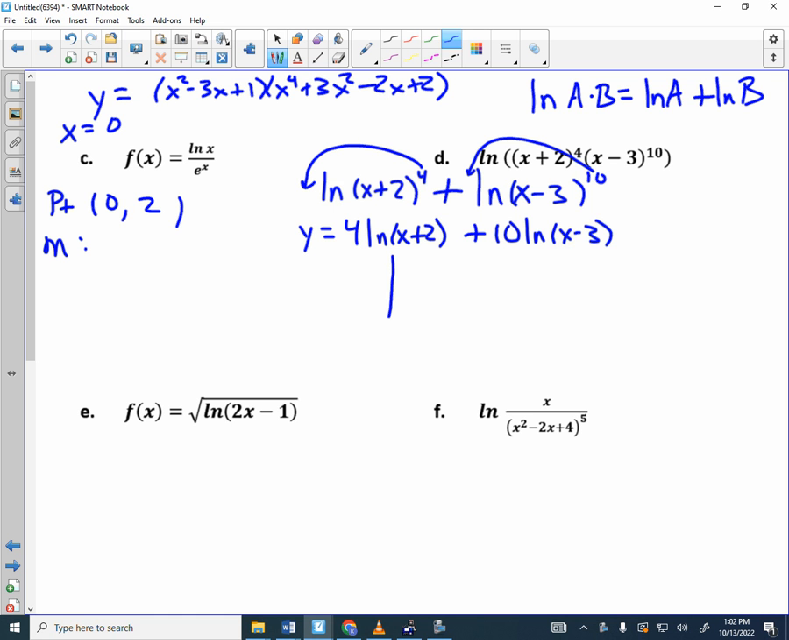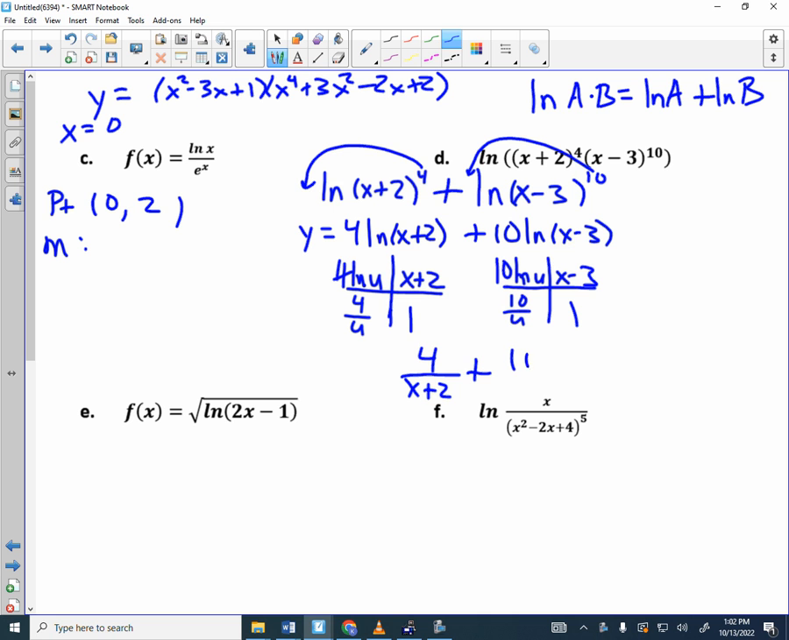Yeah. So let's take the derivative of this one. I have 4 natural log of u. And what's on the inside? x plus 2. What's the derivative of 4 natural log of u? 4 over u. And the derivative of x plus 2 is 1. Now I have 10 natural log of u, and x minus 3 on the inside. What's the derivative of 10 natural log of u? 10 over u. And the derivative of x minus 3 is 1. So all I have is 4 over what? Plus 10 over? That's the derivative. That's it.